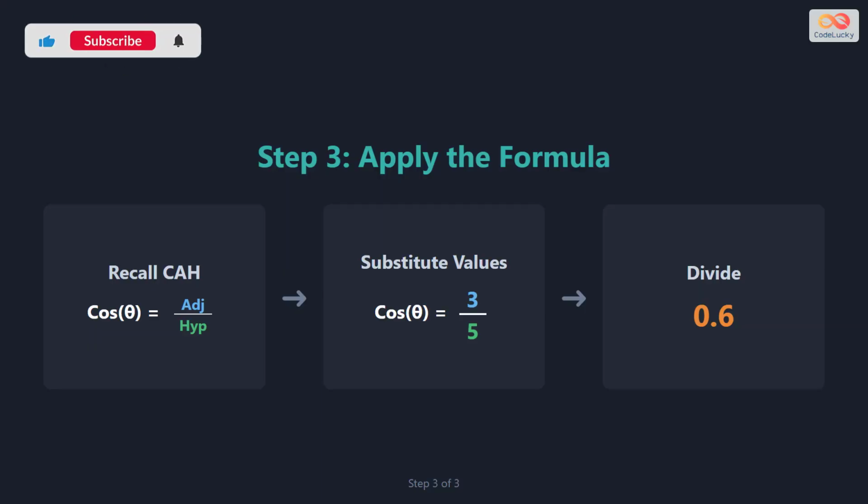Once you have your sides labeled, step 3 is simply plugging the numbers into the formula. Recall that cosine theta equals adjacent divided by hypotenuse. You take the length of the adjacent side and divide it by the length of the hypotenuse. This gives you a decimal value, which is your cosine ratio.